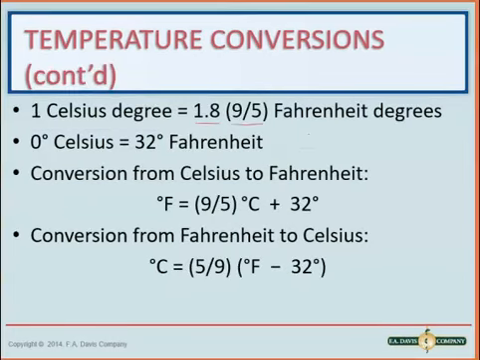Now let's convert Celsius to Fahrenheit. So before we get down to the formula, let's look at a couple of things. 1 degree Celsius is equal to 1.8 or 9/5 Fahrenheit, and 0 degrees Celsius is equal to 32 degrees Fahrenheit. So keep that in mind when we're looking at our formula. Our formula is degrees Fahrenheit is equal to 9/5 times the Celsius plus 32.